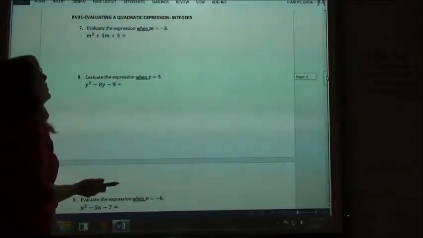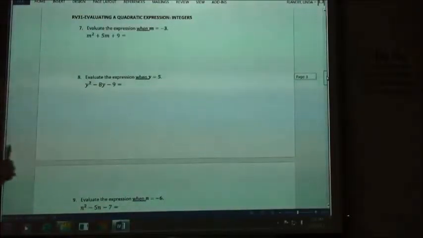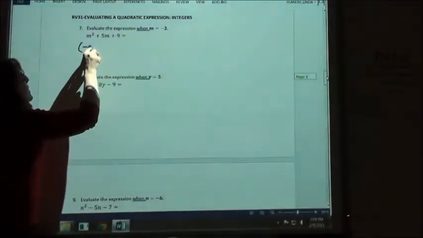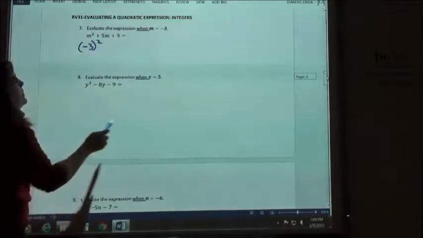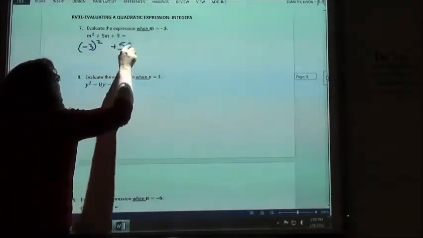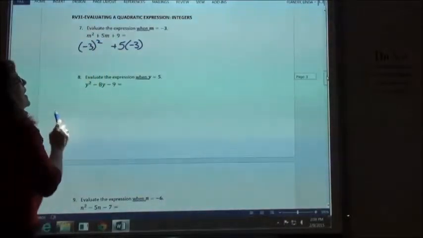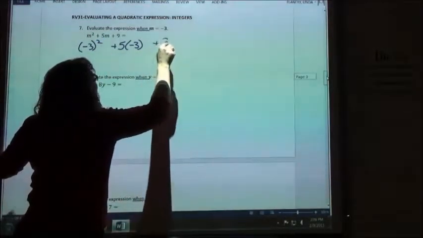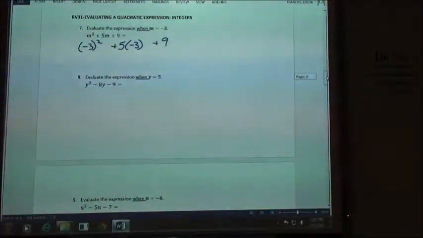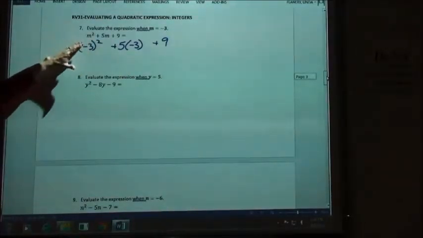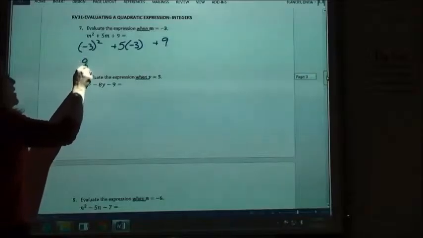We said before when we evaluate an expression, we put that value in parentheses. So m squared means I'm going to take -3 and square it, plus 5 times the m value, because 5m means 5 times m, plus 9. If I follow my order of operations, I do the exponent first. -3 times -3 is +9.